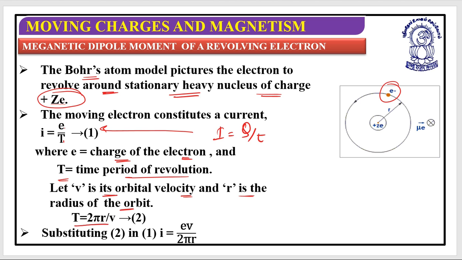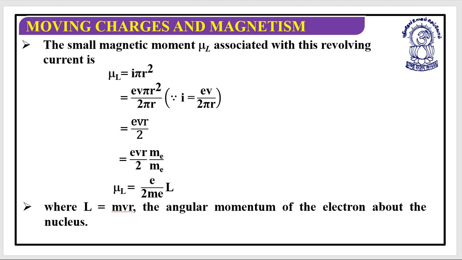So can we say T = 2πr by v? If I replace the value of T from this, I have I = e into v divided by 2πr. This I could be written as e into v divided by 2πr.